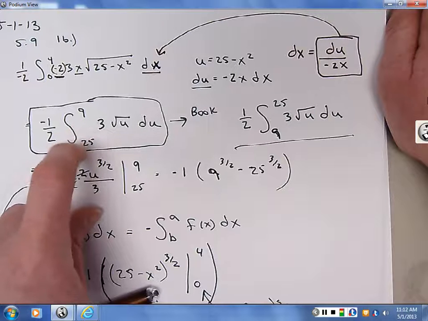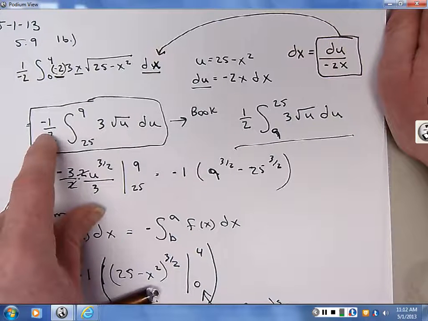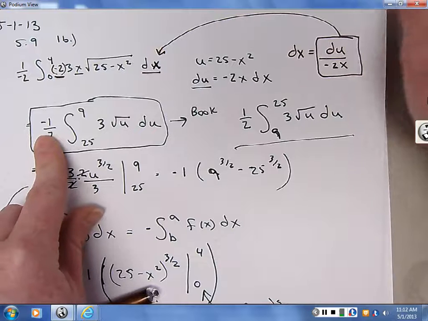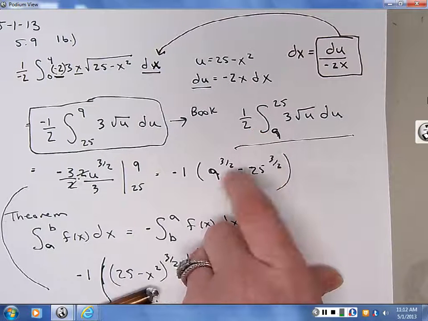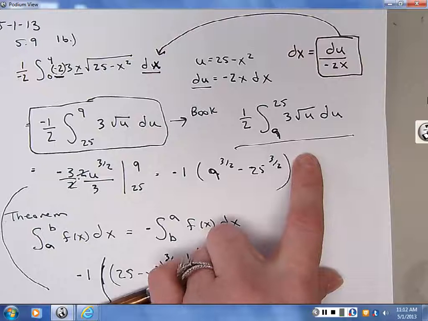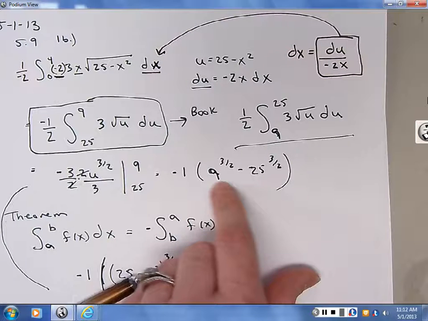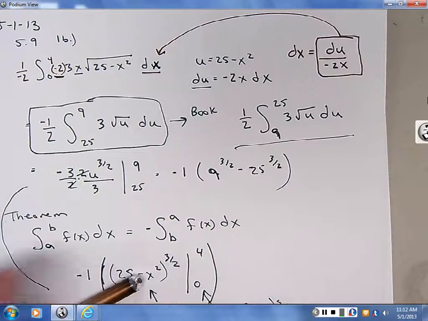If you left the bounds here, you would have to account for this minus a half out front. You need to distribute that in. If you flip the bounds, you don't have to worry about distributing a negative. But then at the very end, the last step, where you take 9 to the 3 halves, that sign won't change depending on whether or not you flip your bounds.